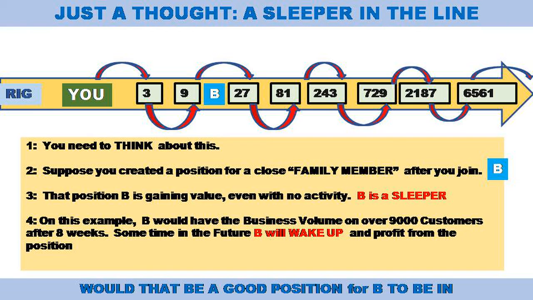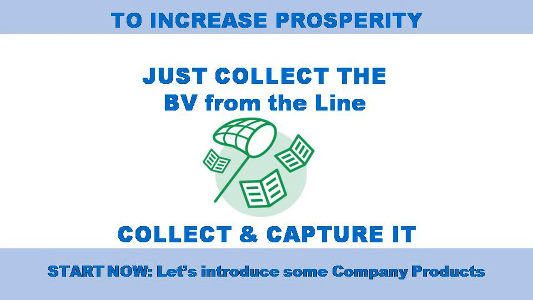Would that be a good position to be in? B is what I call a sleeper. At the moment he's asleep, but sometime in the future he'll wake up and then he can profit from the business position. Okay, you should be getting the picture now.